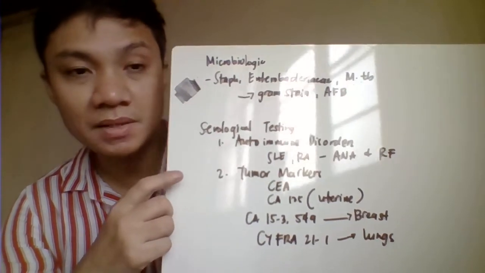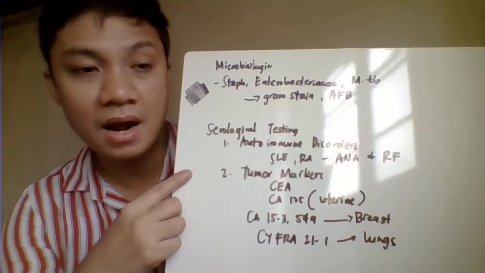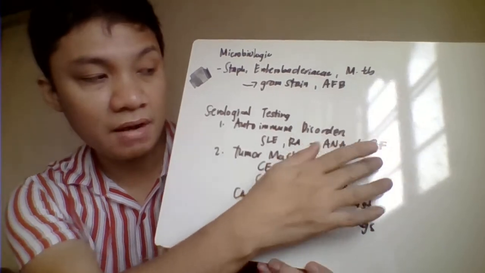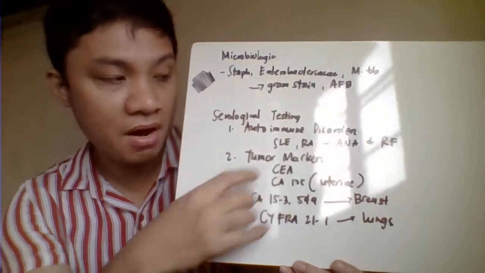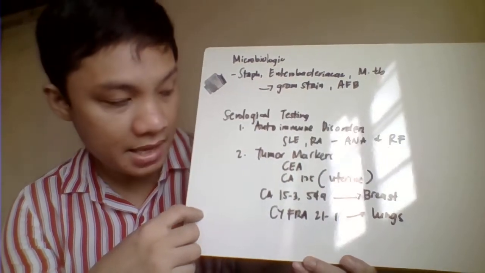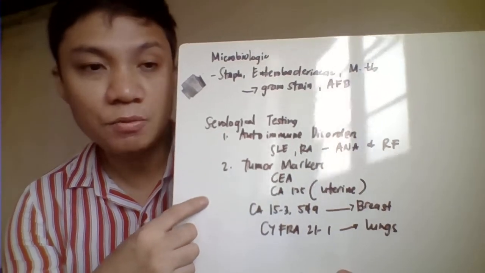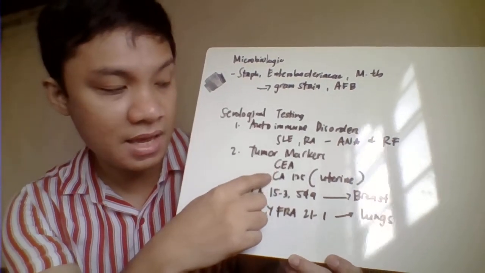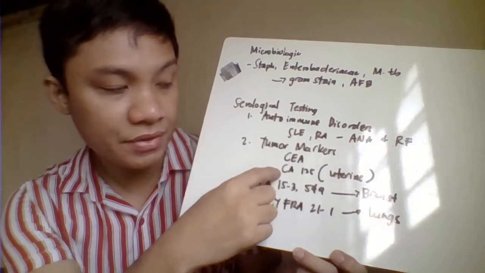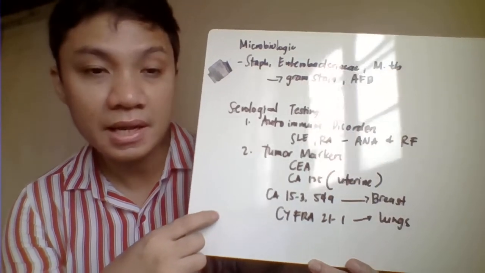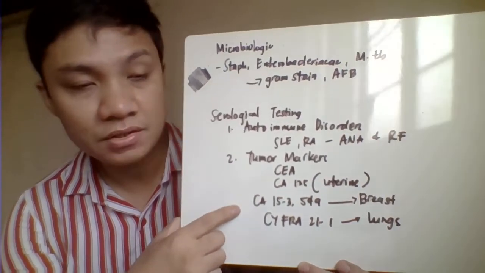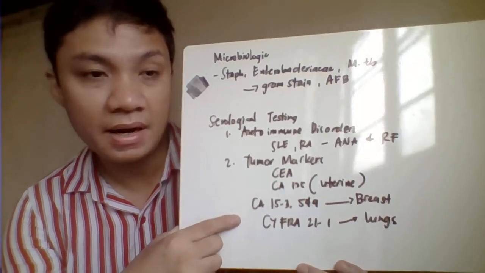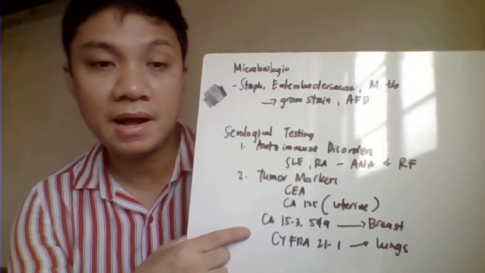Serological testing, so in the presence of your autoimmune disorders like your SLE and RA, you need to perform the antinuclear antibody testing or also the rheumatoid factor in the case of your rheumatoid arthritis. We could also have the tumor markers in the case of malignancy, like your carcinoembryonic antigen, and CA125 for your ovarian cancer. We have CA15-3 and 549 for your breast cancer, and CYFRA 21-1 related to your lung cancer.